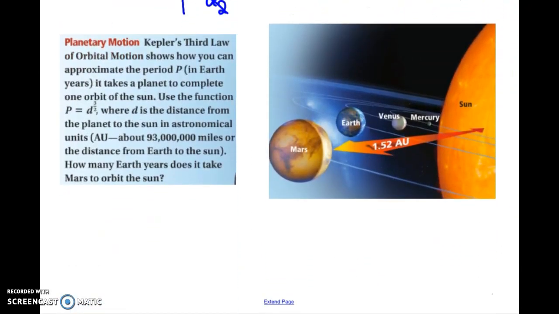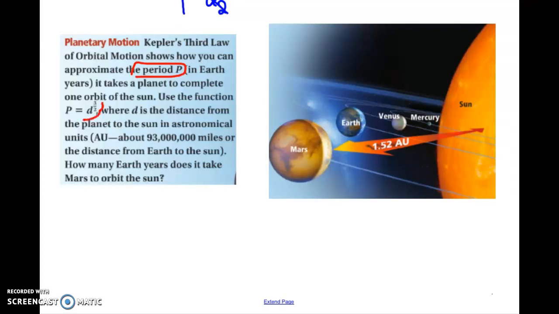Rational exponents are very important when we get to fractions dealing with real-world problems. So here we have a problem about planetary motion. Kepler's third law of orbital motion shows how you can approximate the period p, in Earth years, it takes a planet to complete one orbit of the sun. Like for us, it takes 1 year.